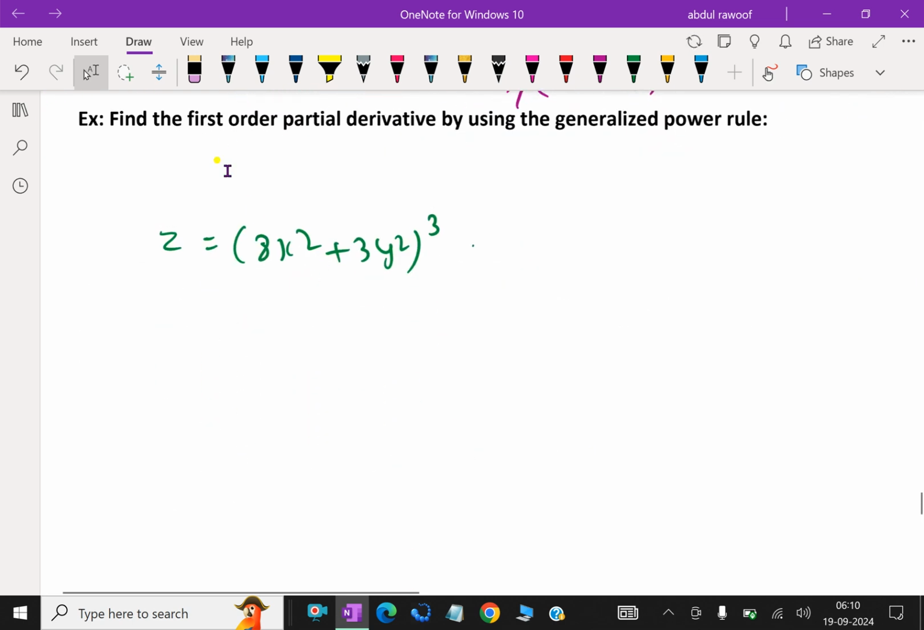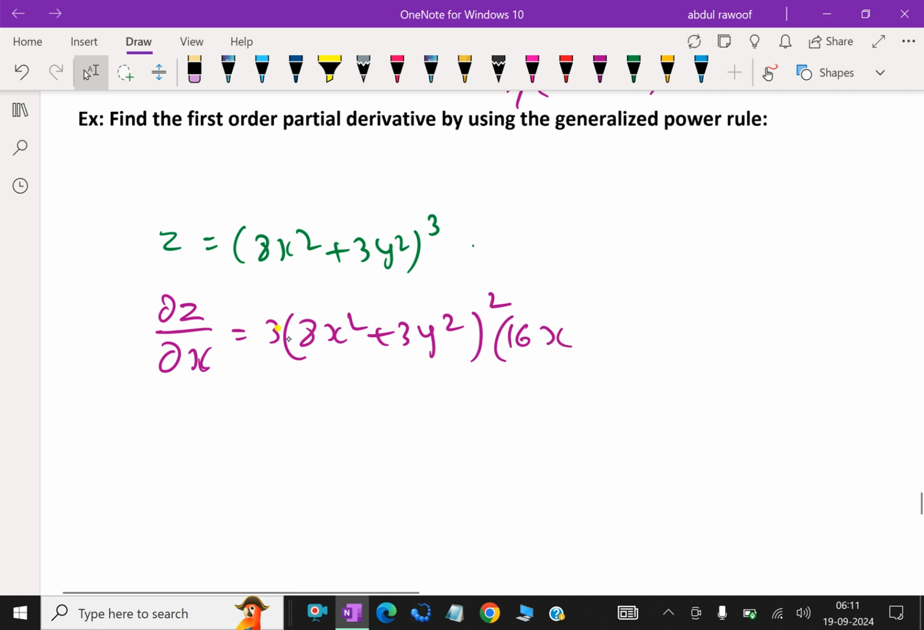Next is find the first order partial derivatives by using a generalized power rule. Here z is 8x squared plus 3y squared whole cube. First, here, dou z by dou x. First, power rule use. Power rule is 3 comes front, 3 into 8x squared plus 3y squared to the power 2, because reduce the power by 1, 3 minus 1 is 2, into derivative of inner function with respect to x. 8x squared derivative is 16x and 3y squared derivative is 0.